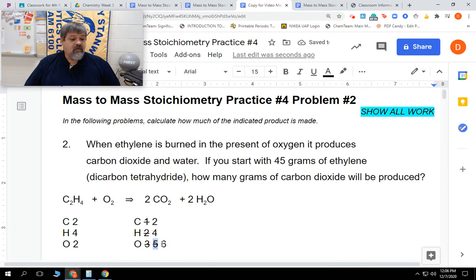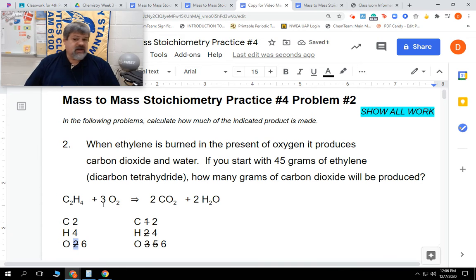Okay, so now I have 6 oxygen. Now I just have to come over to this other side and make sure this is a 6, so I have to change my coefficient. What times 2 equals 6? Well, if I put a 3 in there, 3 times 2 equals 6, and that changes this to a 6. I can get rid of this right there. And so now I have 2 and 2, 4 and 4, 6 and 6.